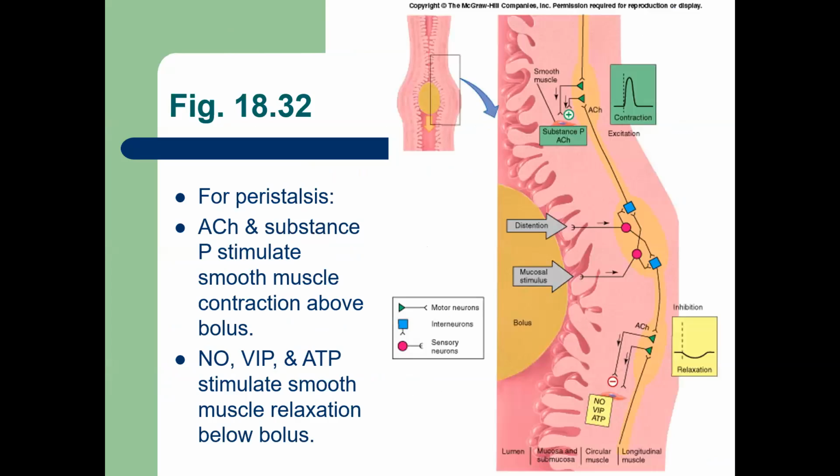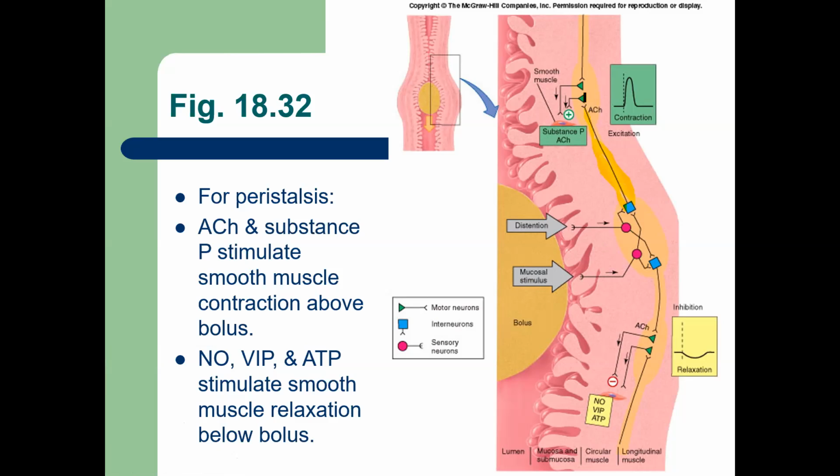We'll move on. Now, for peristalsis, you have this very interesting regulation of peristalsis. So here is a food bolus. You have mechanoreceptors that detect the distension of the intestine. These will then connect to interneurons. The interneurons are in the blue. The interneurons upstream are going to send acetylcholine up here.